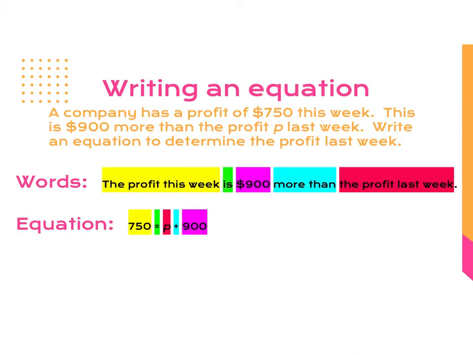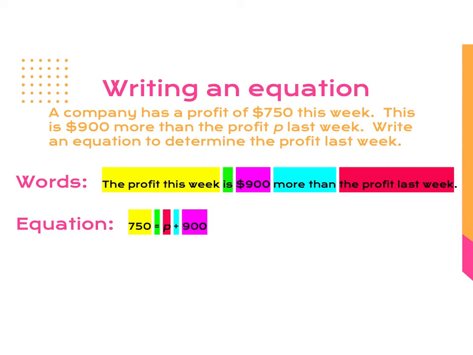Another thing you'll need to be able to do in this lesson is write an equation using numbers and symbols from words in order to be able to solve for a variable. This example says a company has a profit of $750 this week. This, meaning that amount, $750, is $900 more than the profit, P, last week. Write an equation to determine the profit from last week.